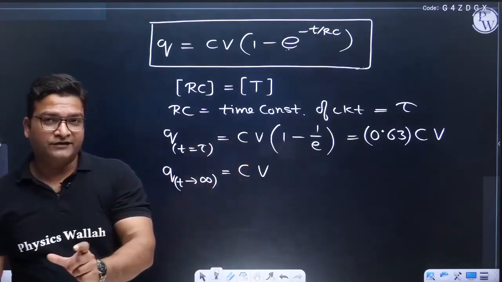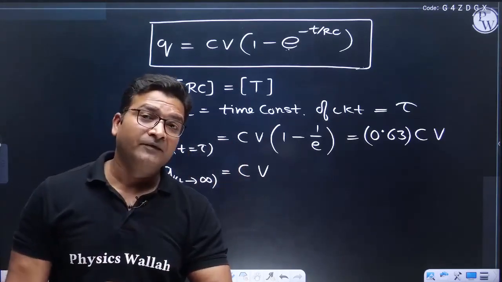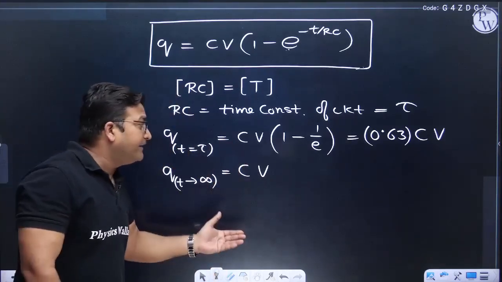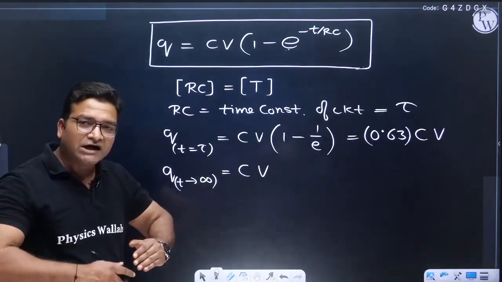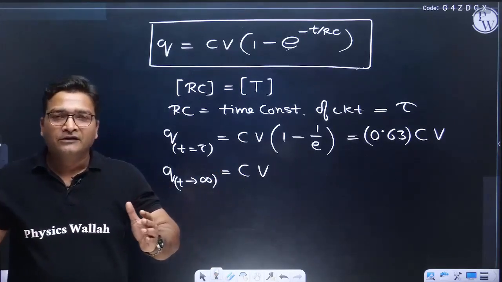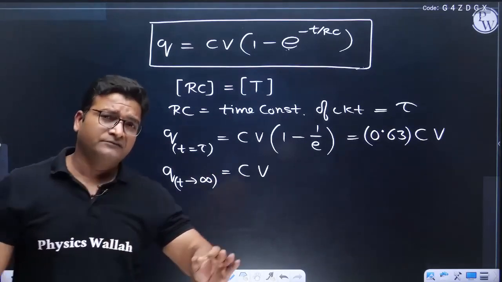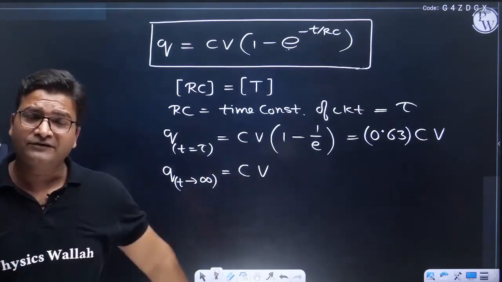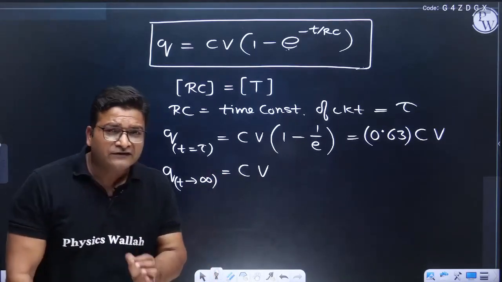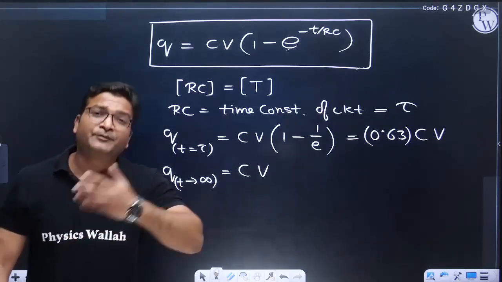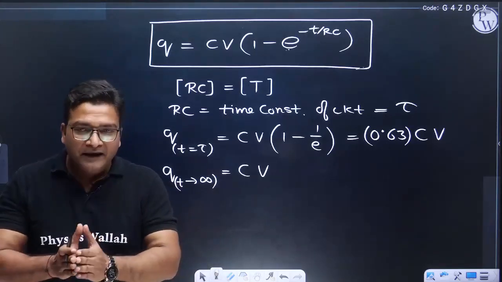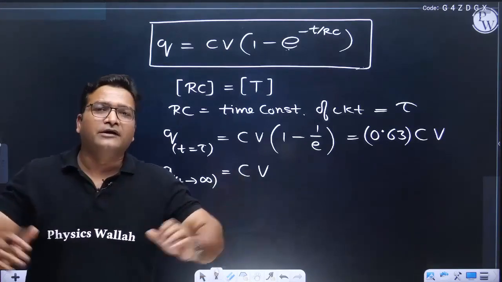If we use resistance, still the charge is CV. But in this case, with resistance, charging takes time. So resistance never changes the final charge on the capacitor. Resistance only delays the process of charging and makes the transient time a little longer.